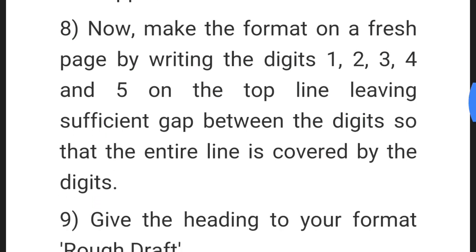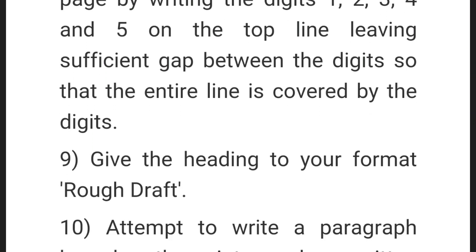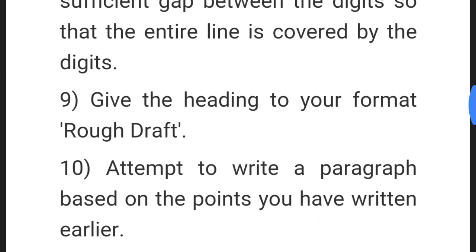Then what do you do next? Give the heading to your format, rough draft. What will be the heading? Heading will be rough draft. See the spelling, rough draft. Now you have to attempt to write a paragraph on the basis of the points which you have written earlier. You have already compared the points with the passage and seen that you have got all the important points. You have noted down in your notes, you have all the important points. Now on the basis of those points, attempt to write the rough summary.